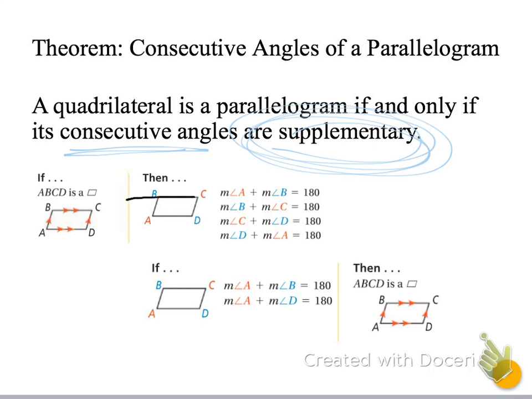If I extended this parallel line and this parallel line, and this is my transversal, angle A and angle B are consecutive interior angles. They should always equal 180 degrees. So all of my consecutive angles listed here should equal 180 degrees. And the opposite: if all of my consecutive angles equal 180 degrees, we know that it's a parallelogram. So basically, angles that sit next to each other, like A and B or B and C, should always equal 180 degrees.